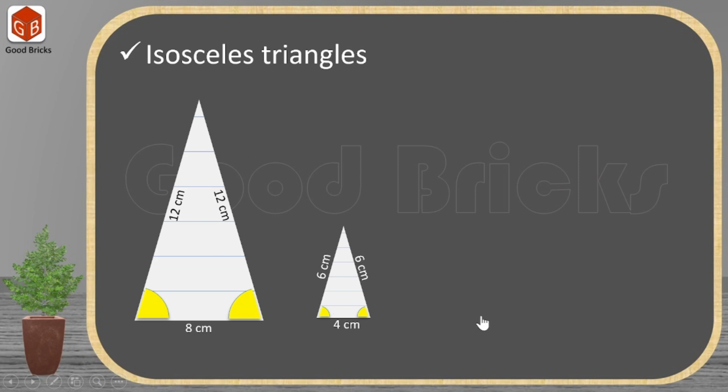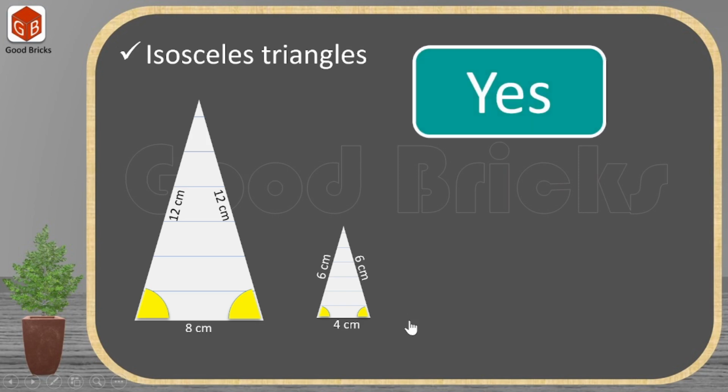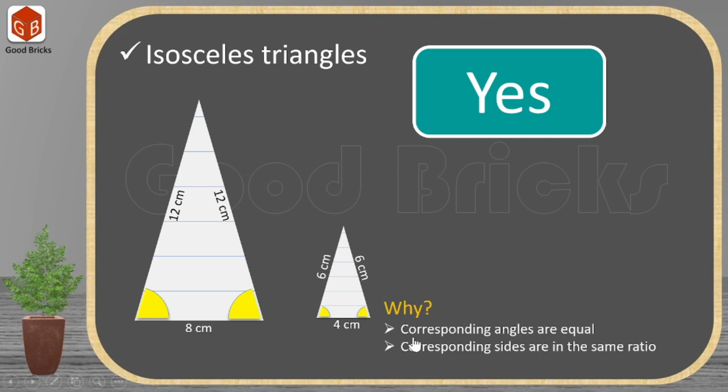It means corresponding sides are in the same ratio and all the corresponding angles are also equal. That is the reason we can say these two isosceles triangles are similar. Reason I already mentioned. Why? Because corresponding angles are equal and corresponding sides are in the same ratio in these two triangles. That is the reason we can say these two isosceles triangles are similar.